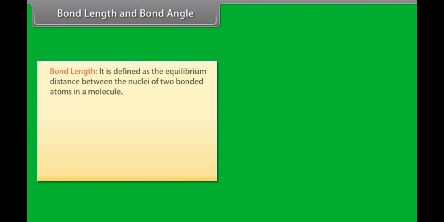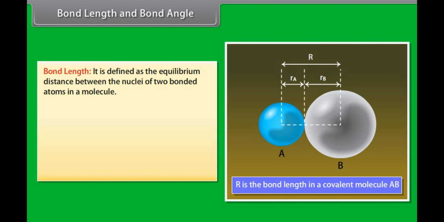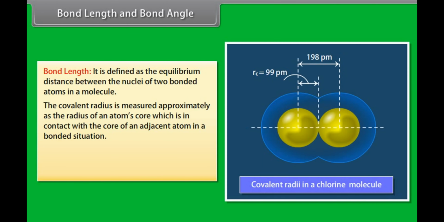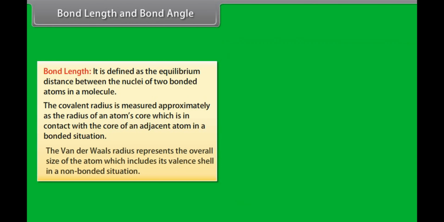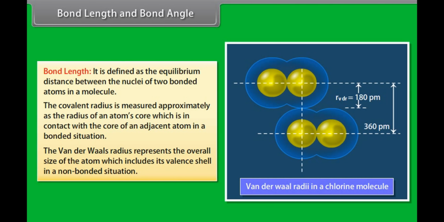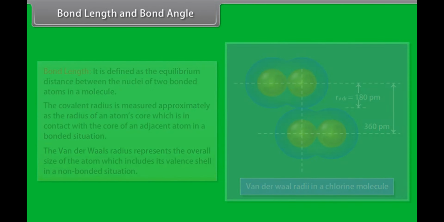Bond length and bond angle. Bond length. It is defined as the equilibrium distance between the nuclei of two bonded atoms in a molecule. The covalent radius is measured approximately as the radius of an atom's core which is in contact with the core of an adjacent atom in a bonded situation. The van der Waals radius represents the overall size of the atom, which includes its valency shell in a non-bonded situation.